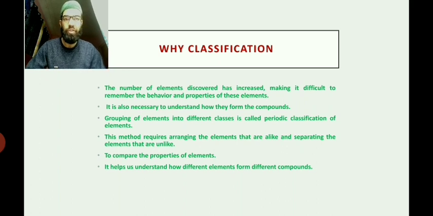When we group these elements into different classes, such type of classification is called periodic classification. This method requires arranging the elements that are alike. We separate the alike ones in different tables, different periods, and different groups. And we will see later on in the periodic tables what we are doing there. Also, we use the periodic table to compare the properties of elements. It also helps us to understand how different elements form different compounds.